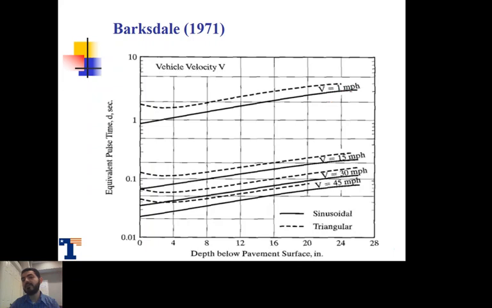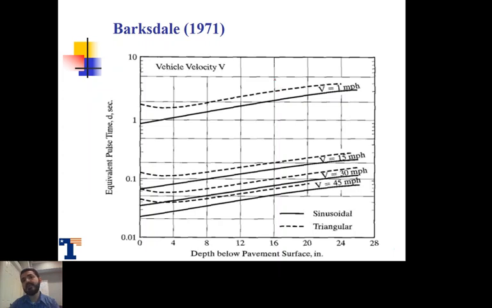A speed of 1 mile per hour typically represents any condition at a parking lot. And we have a speed of 15 miles per hour, 30 miles per hour, all the way to 45 miles per hour. We also have two lines, one sinusoidal and one for triangle. Sinusoidal is a continuous line, and triangular is the dashed line. So this gives us an idea, if I want to run any test, whether sinusoidal or triangular, what should be the equivalent pulse time.